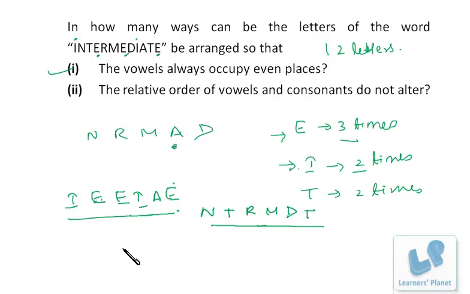Now the important point over here: we have to make the arrangement, but the order of vowels and consonants should not change, right? That means the vowels should appear in this manner only. Maybe the consonants are there in between, but the relative order should not be changed. That means E should always come after I, and this I should always come after E, and then A, and then maybe the consonants can come in between, right? So what I do is, first of all, let me arrange the 6 consonants, right?